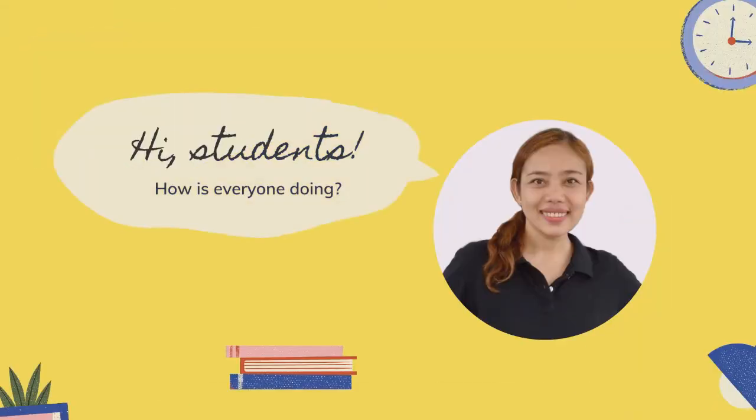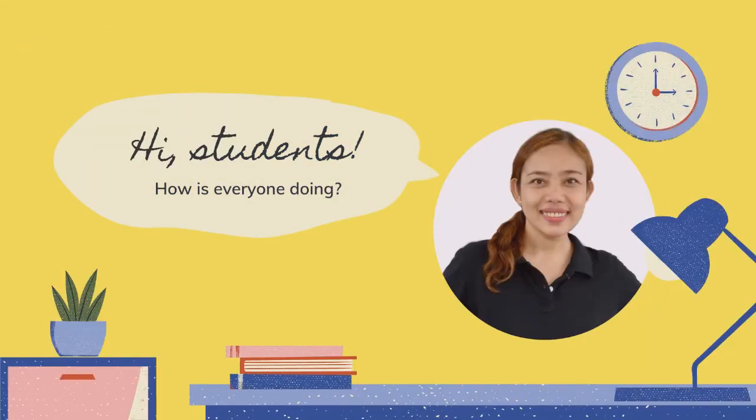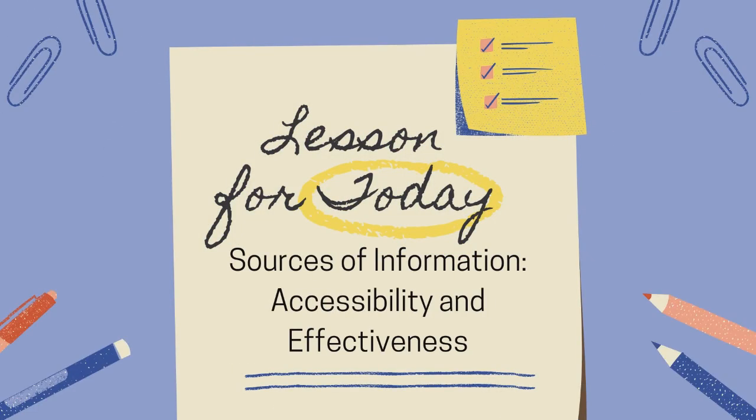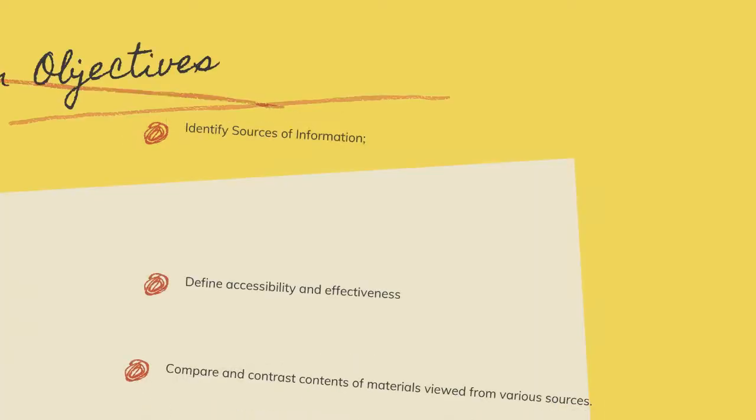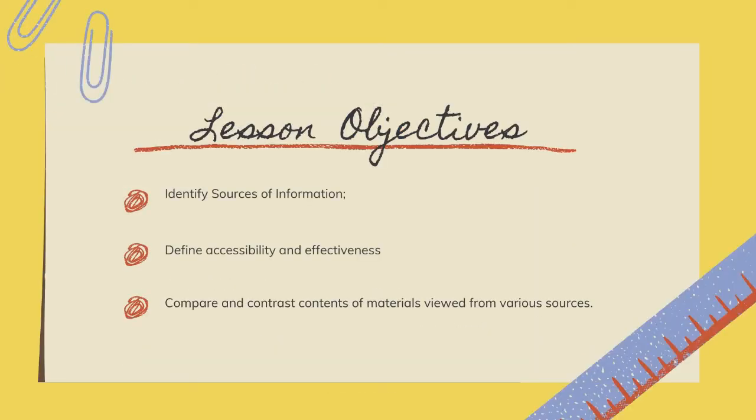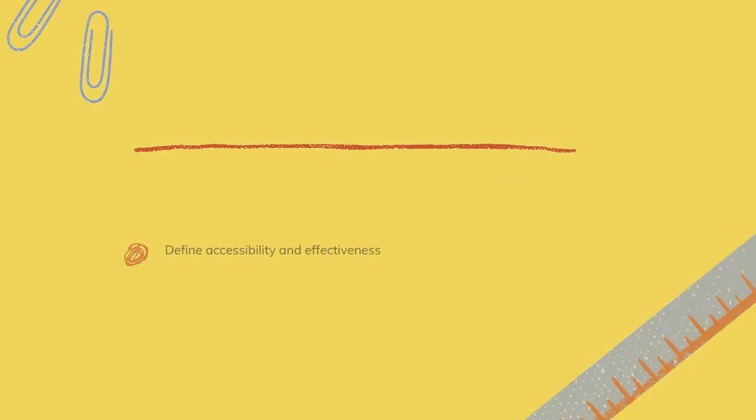So hi students, how is everyone doing? Welcome to another week. Our lesson for today is about sources of information, accessibility, and effectiveness. Our lesson objectives: number 1, identify sources of information; 2, define accessibility and effectiveness; and 3, compare and contrast contents of materials viewed from various sources.